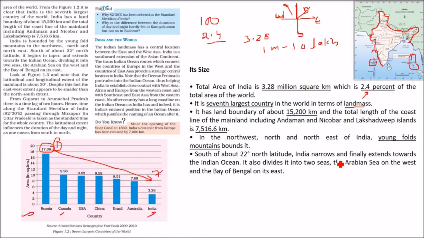South of about 22° north latitude, India narrows and finally extends towards the Indian Ocean. So if you see, we are broad here, but we are narrowing down here.